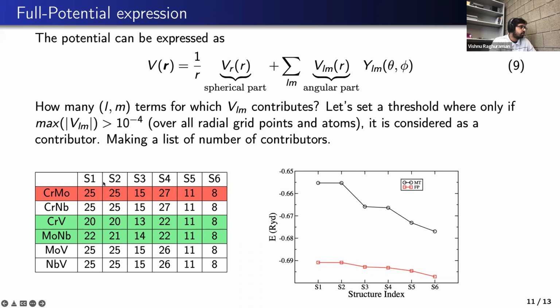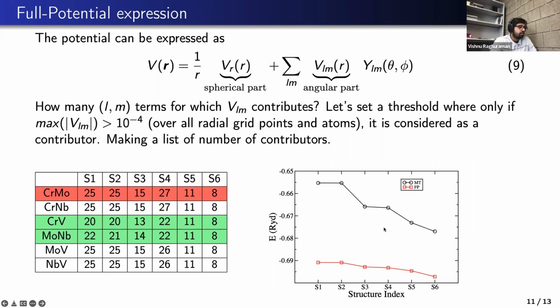And if you go just for a single binary along the row from S1 to S6, it can be seen that the S6 structure has the least number of angular components. And that actually makes sense, because S6 is CP2, and it is the cubic structure.